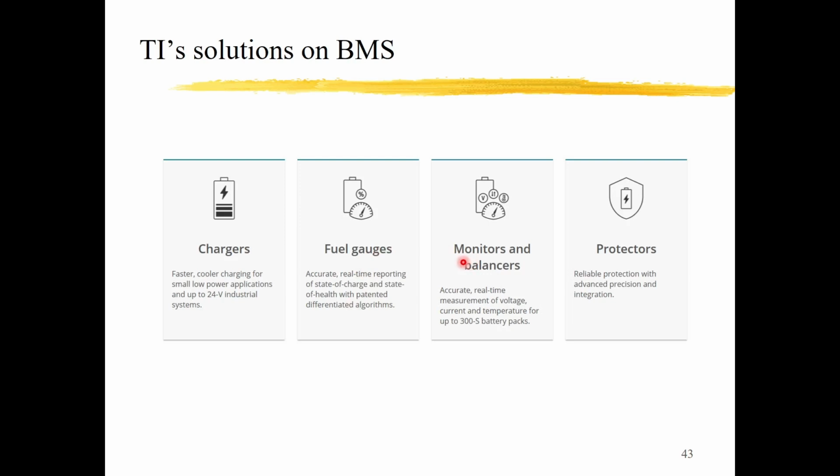You know, fuel gauge, just like in a fossil fuel engine car, there is an indicator to tell you how much oil is left in your tank. And for the battery pack, we also need the fuel gauge to tell us how much capacity is left in your battery pack. So it is called the fuel gauge. And then the monitor and the balancer, and finally the protector.